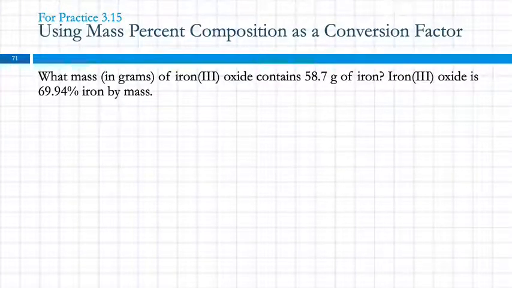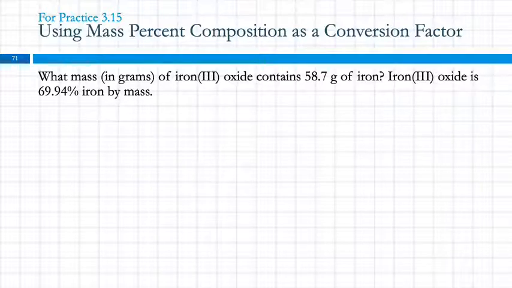So we can do problems like this. What mass in grams of iron 3 oxide contains 58.7 grams of iron? Iron 3 oxide is 69.94% iron by mass. Well, when you're not sure how to approach a problem, try dimensional analysis first. Pull the numbers out and see if you can just do some stuff with the units.